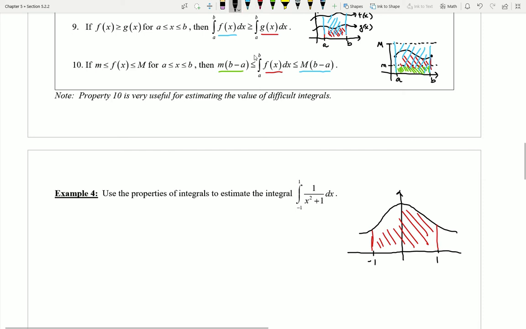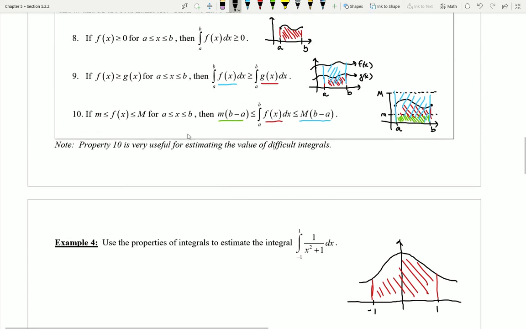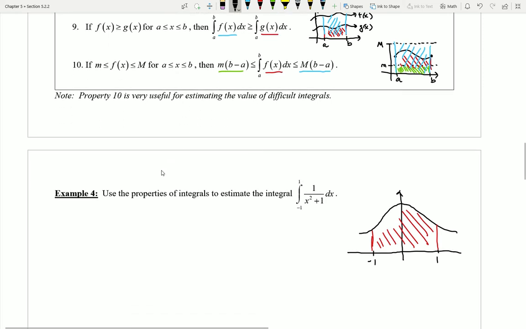Now, what's kind of interesting about this is to note that if I want to use any of my comparison properties up above, I have to start by considering the interval that I'm working on. And if I want to try to estimate the value of this integral, property 10 seems particularly useful. So here's where I'm going to go ahead and actually start. I'll start by saying that we note that our value of x is actually going to be between -1 and 1. Those are the only values that I'm working with. And we are working obviously with the function of 1 over x squared plus 1.